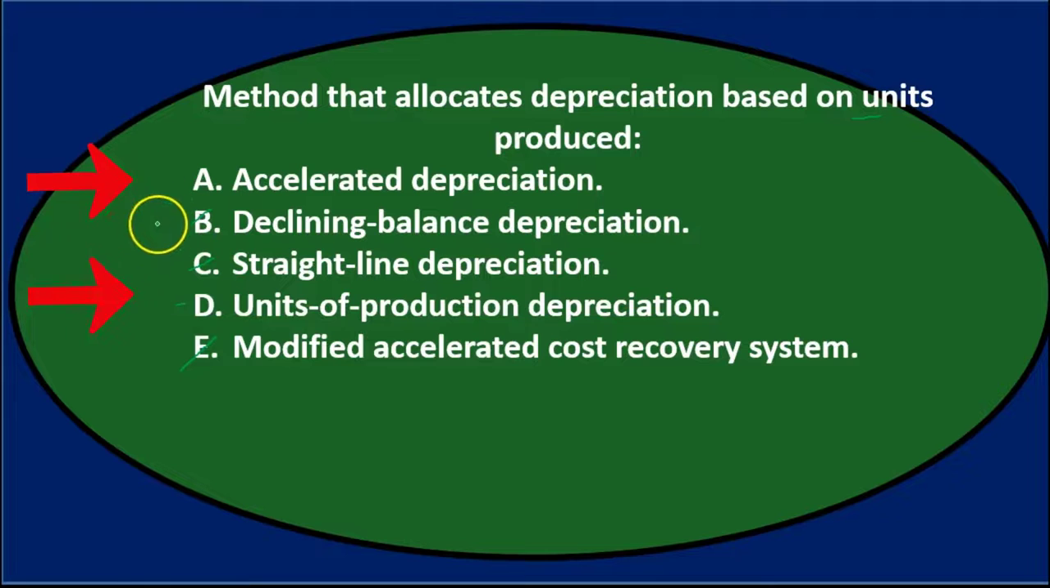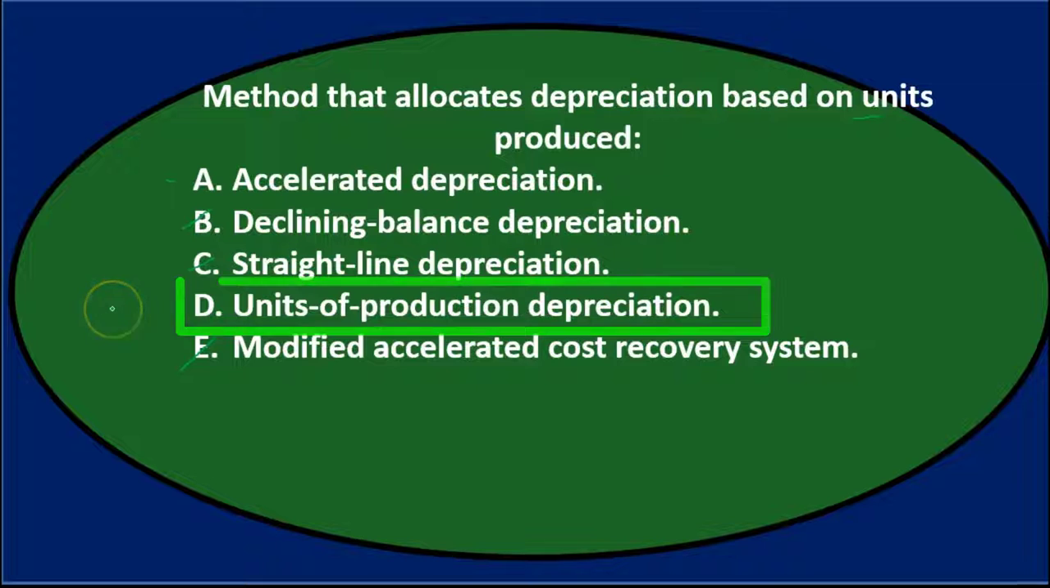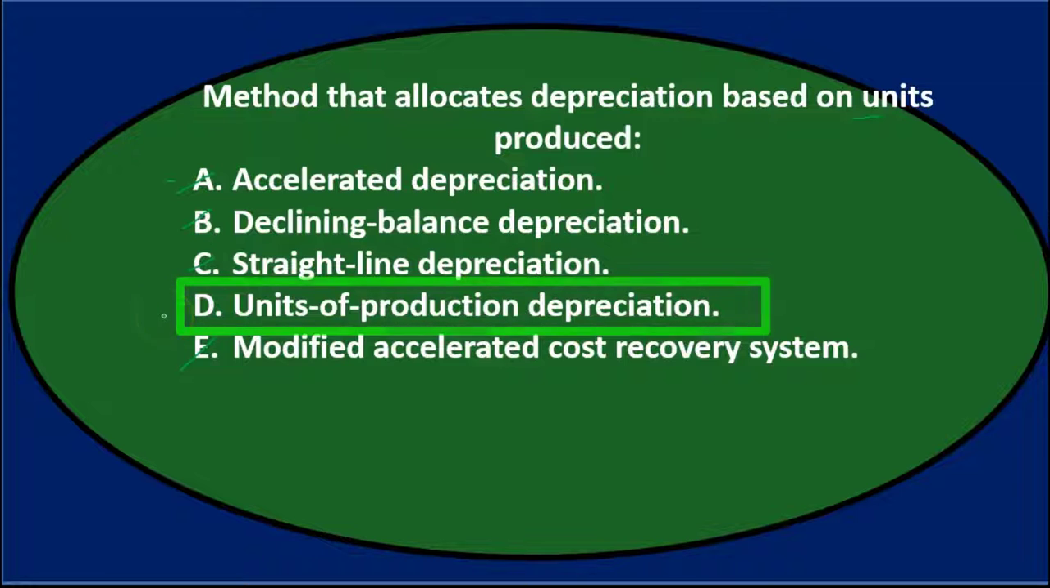So we're left with A and D. The question being, method that allocates depreciation based on units produced, either A, accelerated depreciation, or D, units of production depreciation. And again, with accelerated, we don't have to use a units method, and typically will not. In other words, the declining balance here is an accelerated method and doesn't use units. So we're going to be using D here, units of production depreciation.